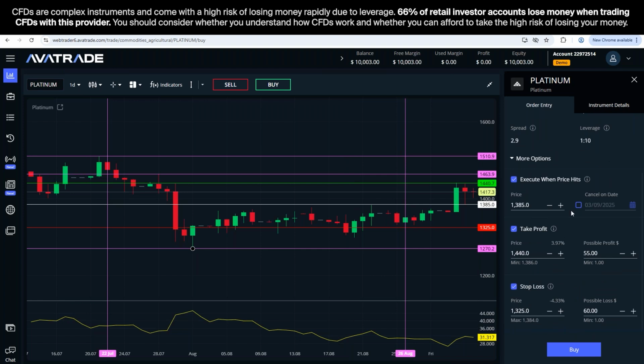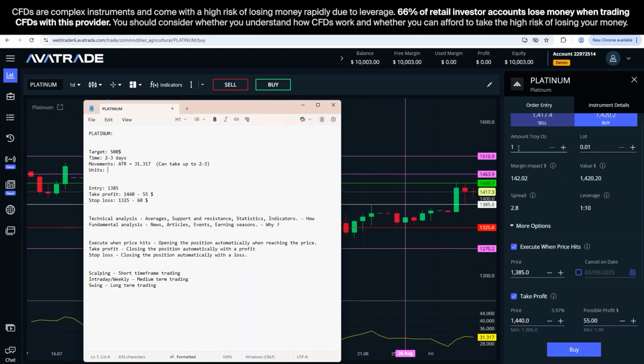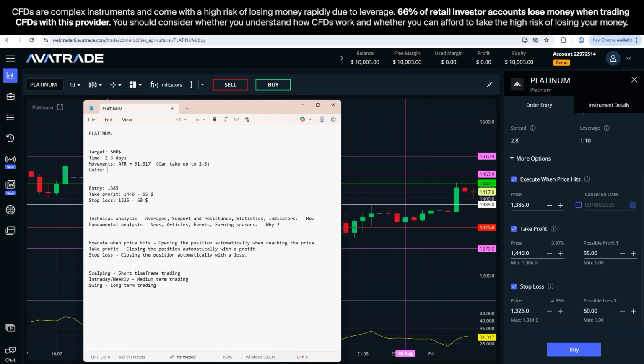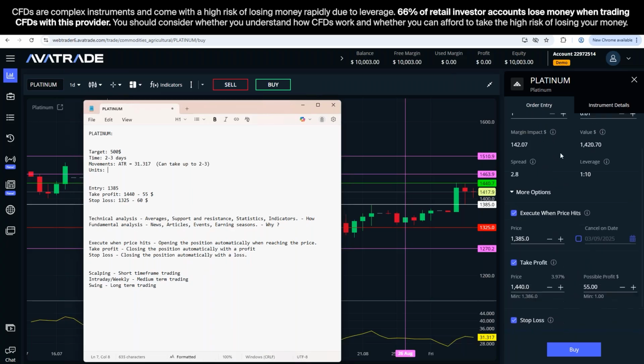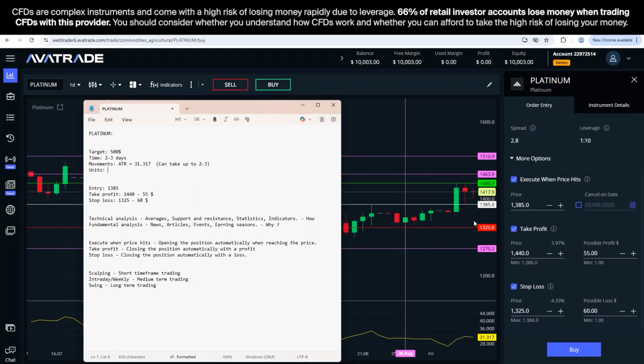Now, the logic here, when I've got only one unit, because I'm $55 away, for every unit that I acquire, every dollar on the chart is giving me $1. But for every dollar that I'm losing, I'm also going to lose $1.